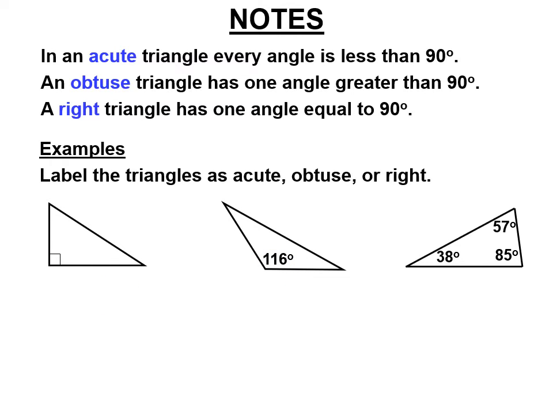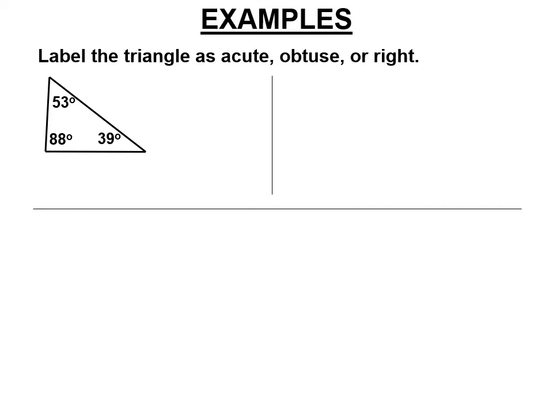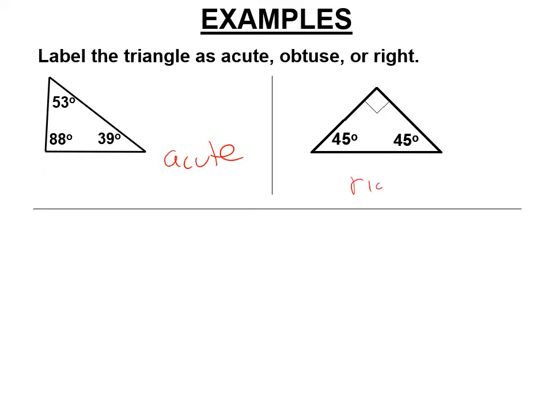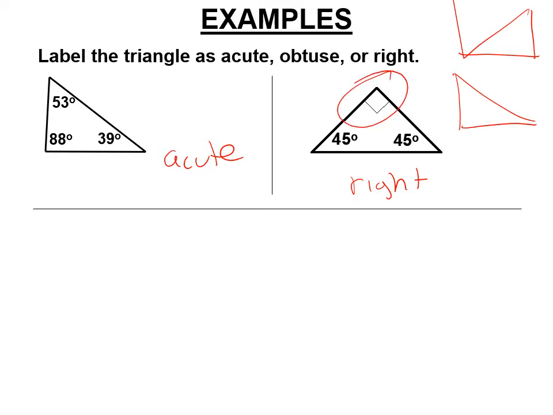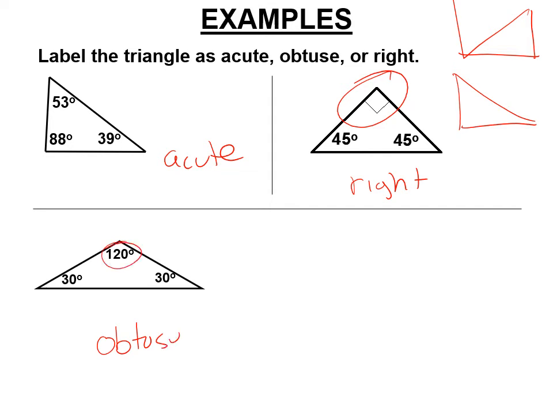So let's make sure we know which is which, right? I just told you this is right, this is obtuse, and this is acute. All right, so which one is this? This is acute. Which one is that? This is a right triangle, right? Traditionally we see it like that or like that, but you've got a 90-degree angle there. That is a right triangle. And what is that? That's obtuse. We have one angle that's more than 90.